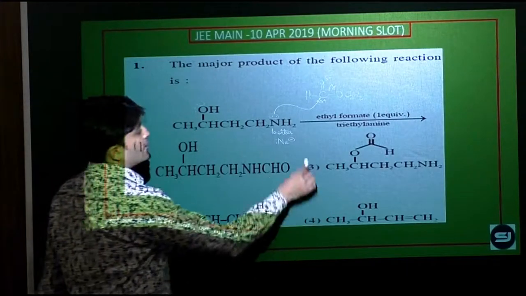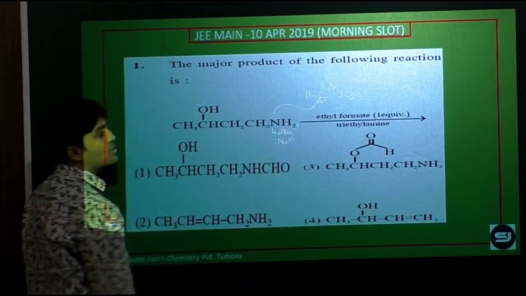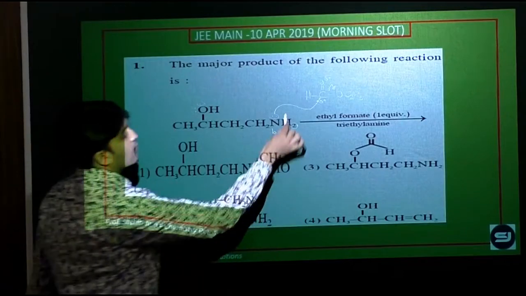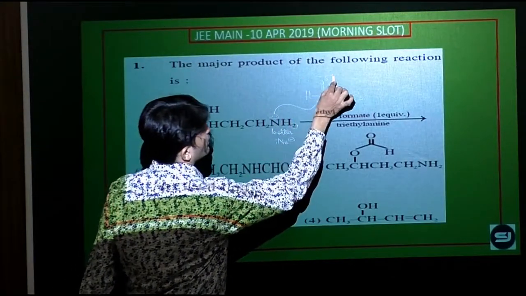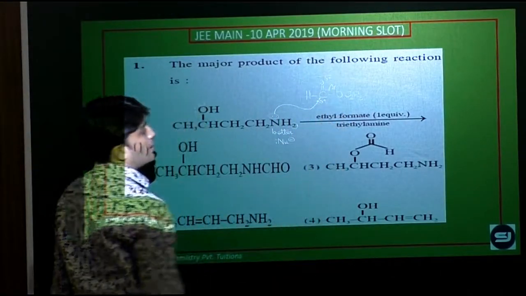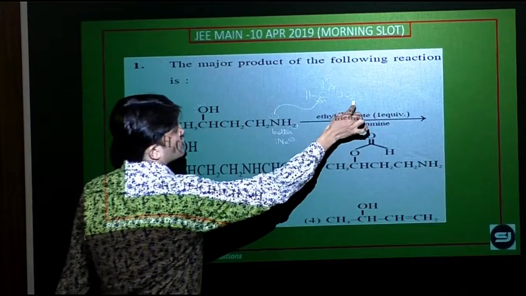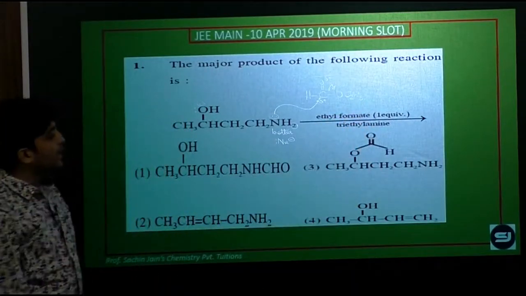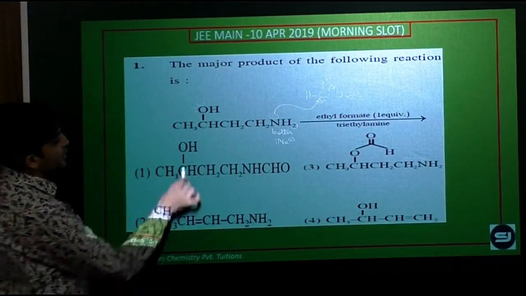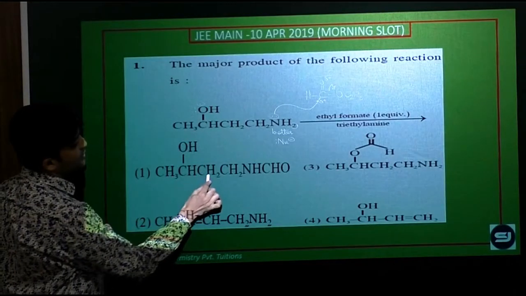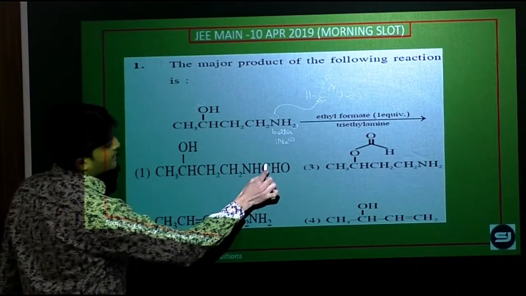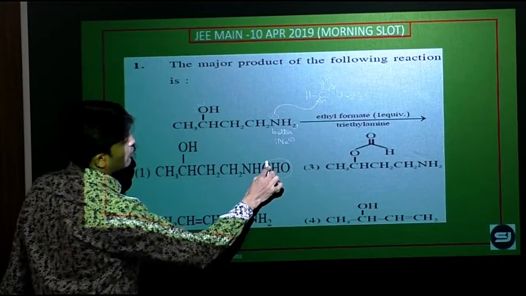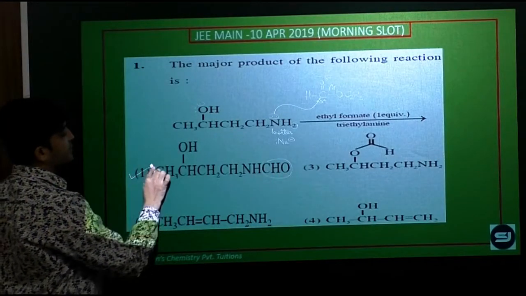So finally, the H of this would get substituted by the formaldehyde group, which is also called as the formyl group, and the C2H5OH would be the byproduct. Hence, we have the product as CH3, CHOH, CH2, CH2, NH and H replaced by formyl. Hence, the answer is A.